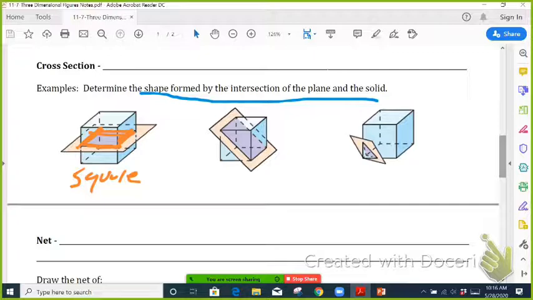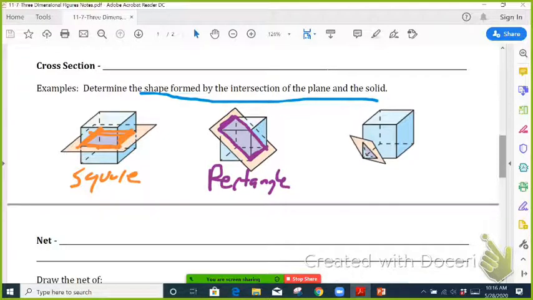Now, in the second one, it's still going to be a parallelogram, but I'm going to go with a rectangle here. Now the plane is cut at an angle through one of the diagonals of the sides. So these two sides will equal each other, but since it's a cube that's getting cut, the diagonals are going to be longer than these two sides. So that shape created is going to be a rectangle in that cross section.